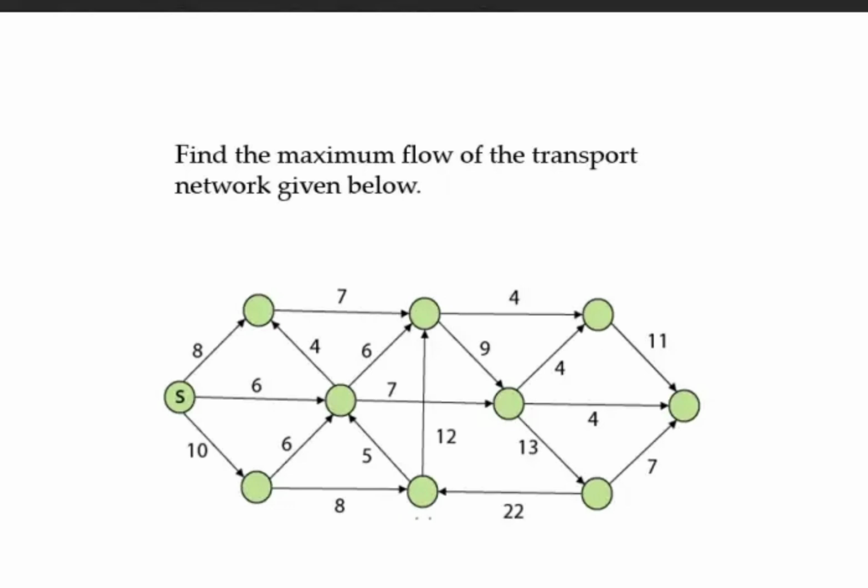The diagram shows a transport or flow network, a system of nodes connected by directed edges, each with a maximum amount of flow it can carry. On the far left is the source, labeled as S, where all flow begins. On the far right is the sink, the point where all flow must end.